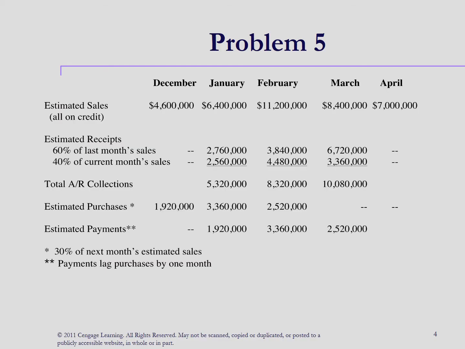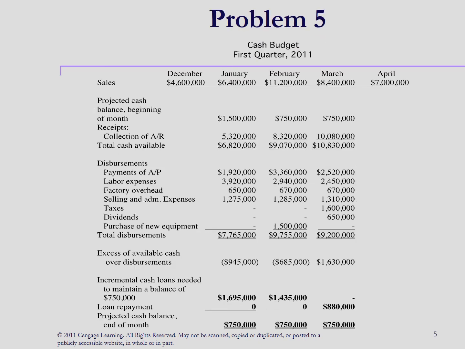The end of chapter questions. Question number 5 is a problem related to the cash budget we just illustrated. Here is the cash budget worksheet. We can prepare the cash budget using the steps of preparing cash budgets described earlier. Now, at the end of January, there is cash shortage of $945,000. The desired cash balance is $750,000. To maintain the desired cash balance, the company needs cash loans of $1,695,000, which is calculated by the desired cash balance plus the amount of cash shortage.